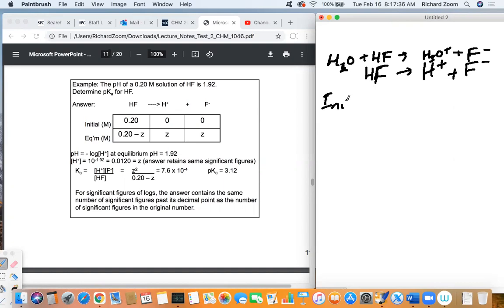So the initial concentration is still going to be 0.20 molar for the HF, 0 and 0 for the H plus and the F minus. This is very, very much like what we did in test 1. At equilibrium, we've got the same deal going: 0.20 minus Z, Z, and Z. That's what we're going to have here. Does anybody have any questions?